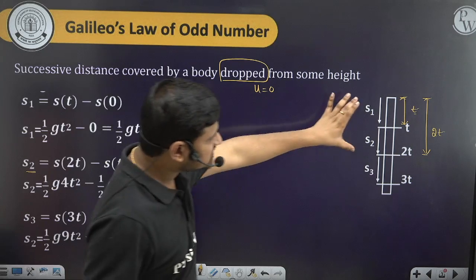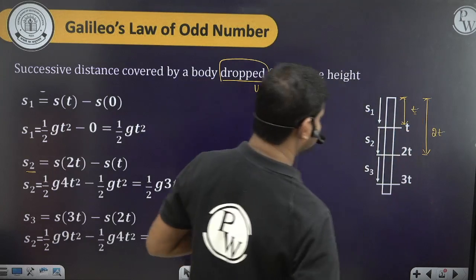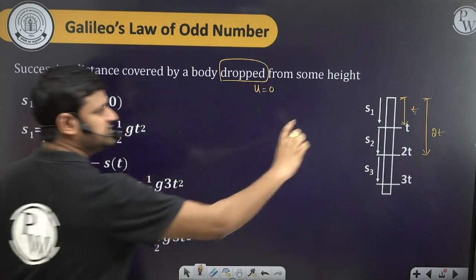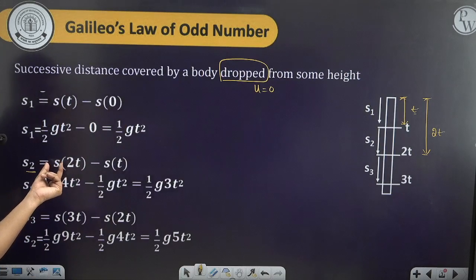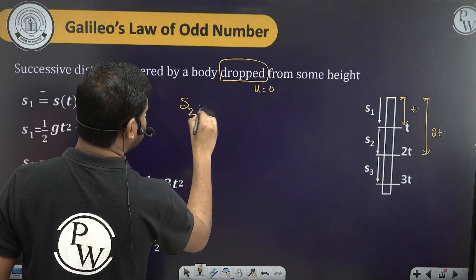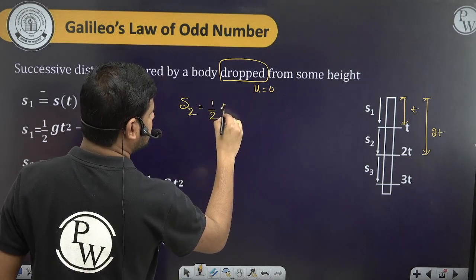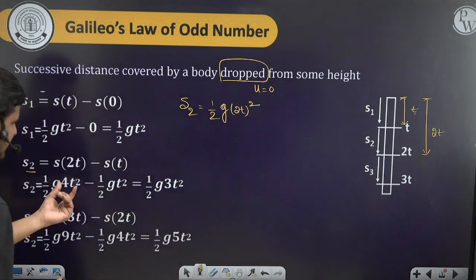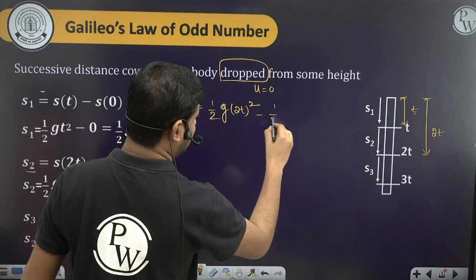Now the distance covered in 2t seconds, which we required, is the total distance covered in 2t minus the distance covered in t. That's what we wrote. As it is a freely falling body, s2 will be equal to, initial velocity is 0, so half g, in place of t write 2t whole square, minus the distance covered in t, which is half g t square.